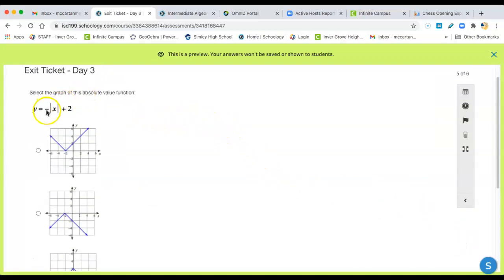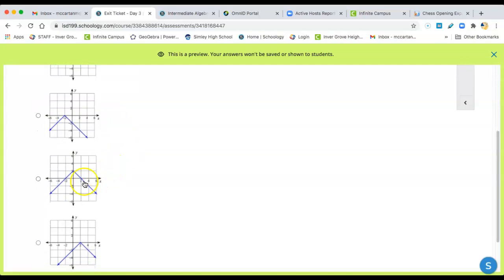Again, outside here is negative. That means it's upside down. There's nothing in here by the x, so it stays along the y-axis. It just moves up 2. So up 2, upside down, this one right here.